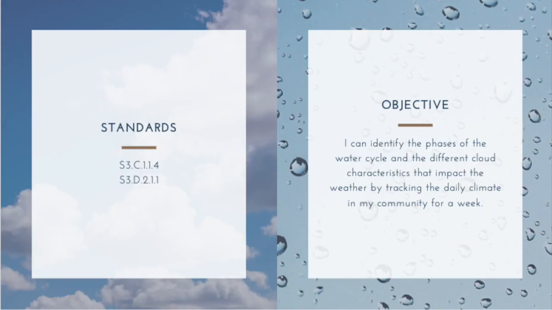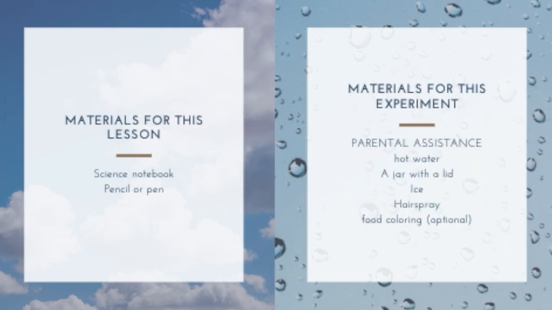Your objective is to be able to identify the phases of the water cycle and the different cloud characteristics that impact the weather by tracking the daily climate in the community around you. I suggest that you get or make a notebook for science so that each lesson you can write notes down on important topics. This lesson we will be learning a lot of vocabulary, so I suggest you pause this video, grab a notebook and a pencil so that you can take notes throughout the presentation.